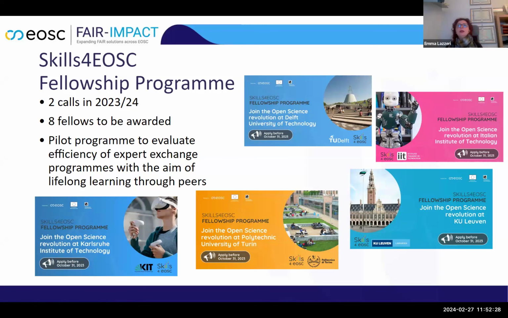And the program aims at achieving expert exchange programs with the aim of lifelong learning through peers. One of the things that we are doing within this program, for example, is to support data stewards to go to another country and to work closely with a data steward in a different country to understand how they work and to learn from each other.